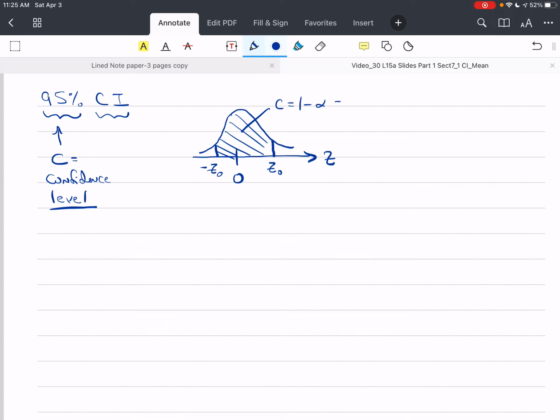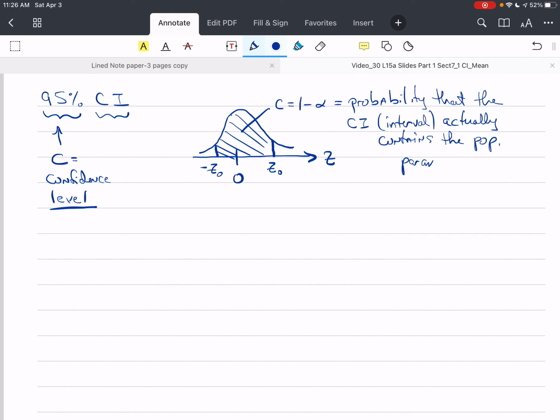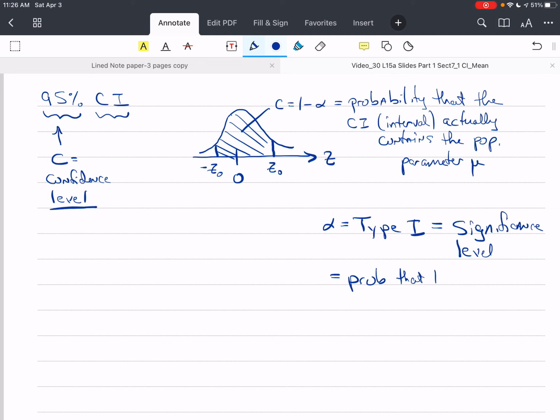And this C is the probability that the interval, that the CI, which is an interval or range of values, actually contains or covers the population parameter. In this case, it's mu. Okay? So C is a probability. And alpha is the type 1 error of a test. And in this case, it's called the significance level. And this is, for this case, the probability that the confidence interval does not contain mu.